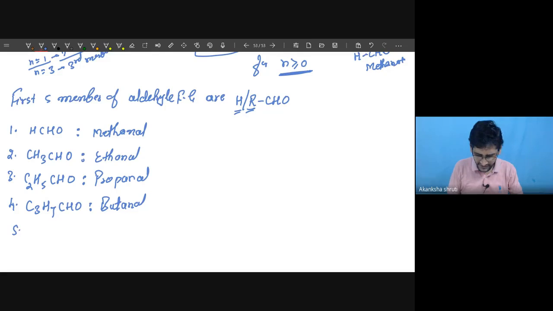The fifth is C4H9CHO. Here we are taking 4 carbons in the alkyl group, so this is the fifth, written as pentanal. So this way we can write or we can answer.